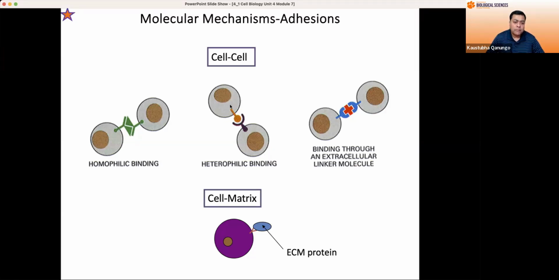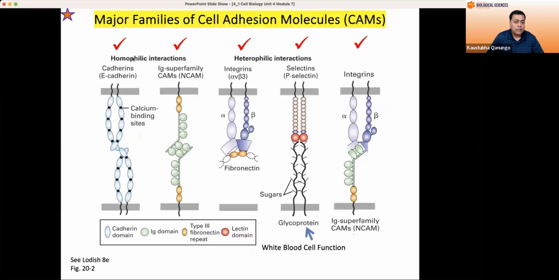We are going to see heterophilic binding, where two different types of cell interact, and also binding to an extracellular linker molecule. Usually we look at these in the immune cells, and we are not going to discuss that beyond the scope. And also we will see the interaction between the cell and the matrix, which is the ECM proteins. So let's take a look at that.